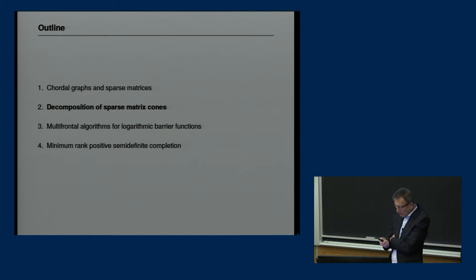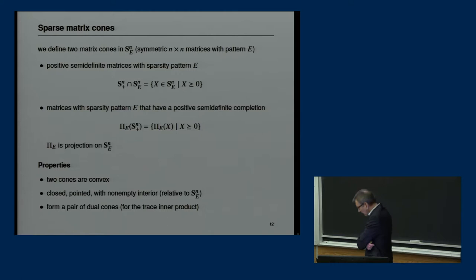Now going back to SDP, we look at three properties of chordal sparsity patterns that are very useful in semidefinite programming algorithms. The first one is, if you have a given sparsity pattern E for a symmetric matrix, we can define two cones of symmetric matrices with that sparsity pattern. For example, E could be a band with a certain bandwidth, so banded matrices with a certain bandwidth.